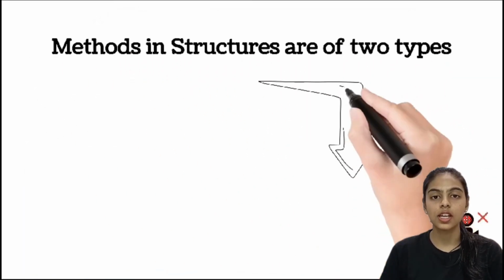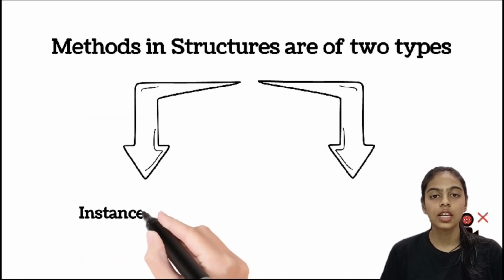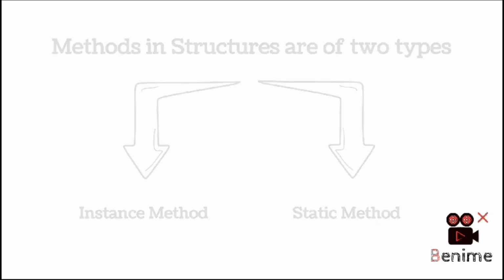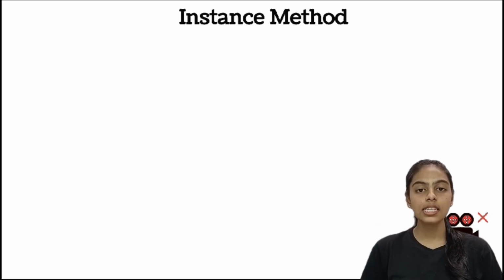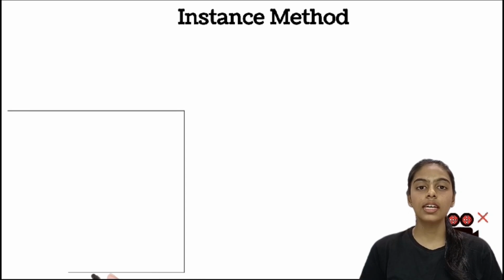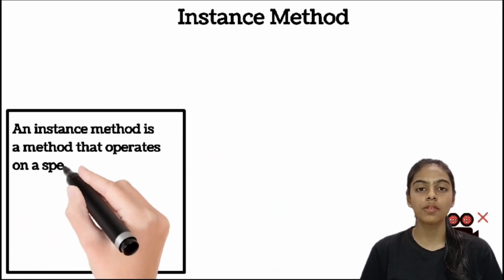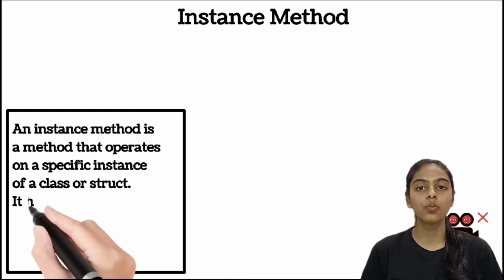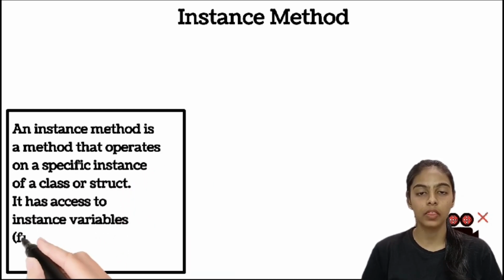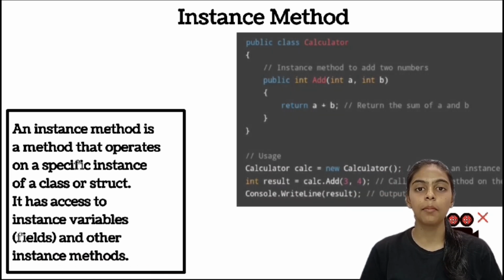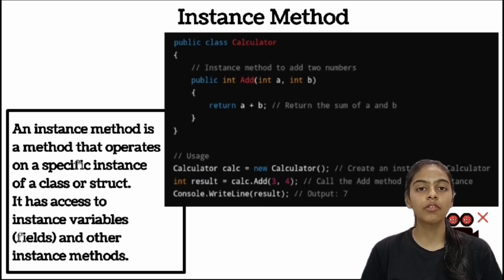Methods in structures are of two types. First, the instance method, and second, the static method. Let's understand the instance method. The instance method is a method that operates on the instance of a struct. It has access to instance variables and methods. In the given example, there is an instance method named Add which returns the sum of a and b, and it can be called on the instance of the class Calculator.